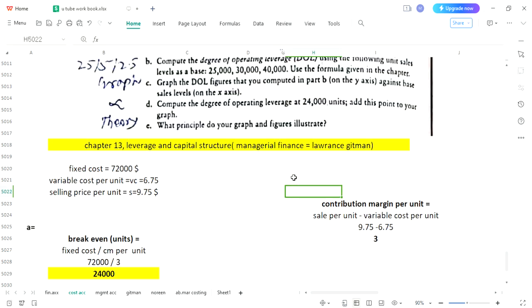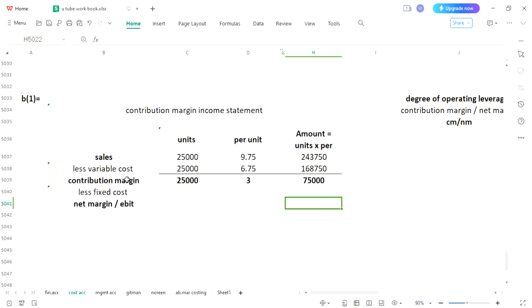Next, we need to put fixed cost, which is already mentioned over here, 72,000. Let's put it down. 72,000, which is our fixed cost. After which, we need to calculate our net margin, which is the difference between contribution margin and fixed cost. Your contribution margin is 75,000. To calculate the difference, you subtract fixed cost, which is 72,000. In this way, we have calculated our net margin as well.